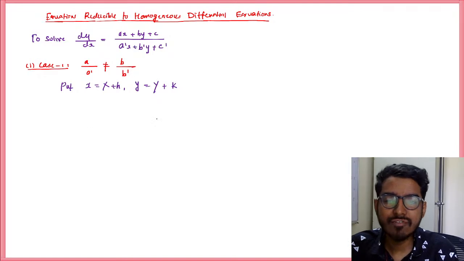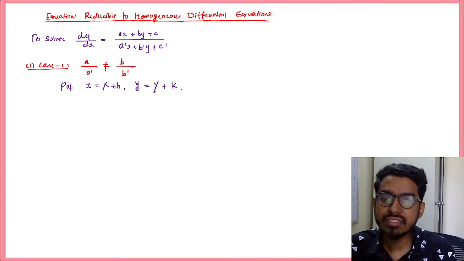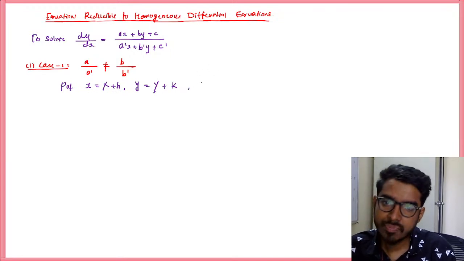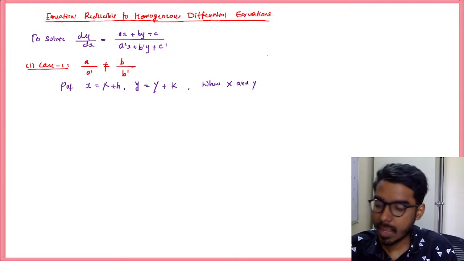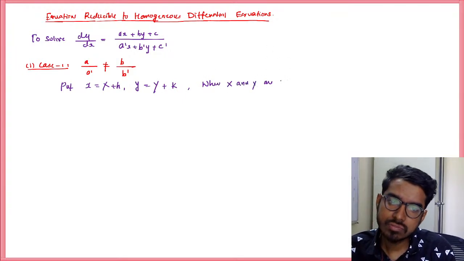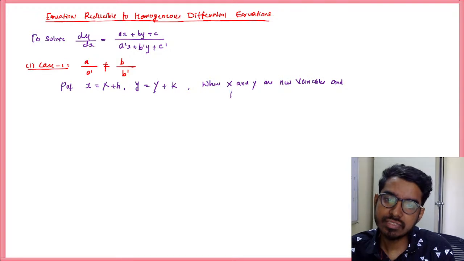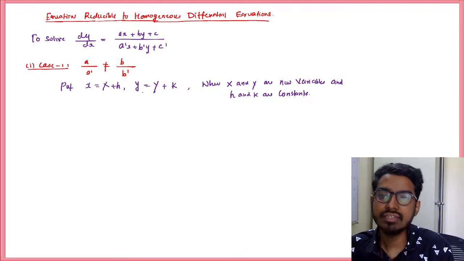Listen to this procedure carefully, and you can do problems very easily, right? Put small x equal to capital X plus h. Put small y is equal to capital Y plus k, where capital X and capital Y are new variables, and h and k are constants, right?